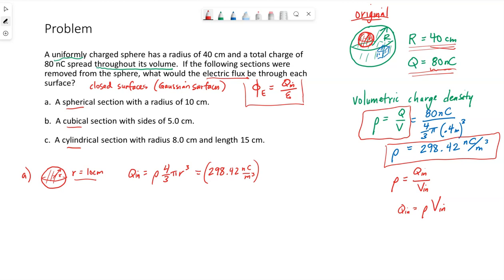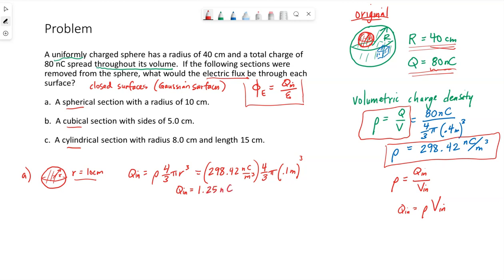So our charge density we already calculated. The radius of this smaller sphere is 10 centimeters, so 0.1 meters. So I'm going to calculate this in Excel again. Plugging these numbers into Excel, the meters cubed are going to cancel, so the units I'm coming up with are nanocoulombs, since I left my charge density in nanocoulombs per meter cubed.